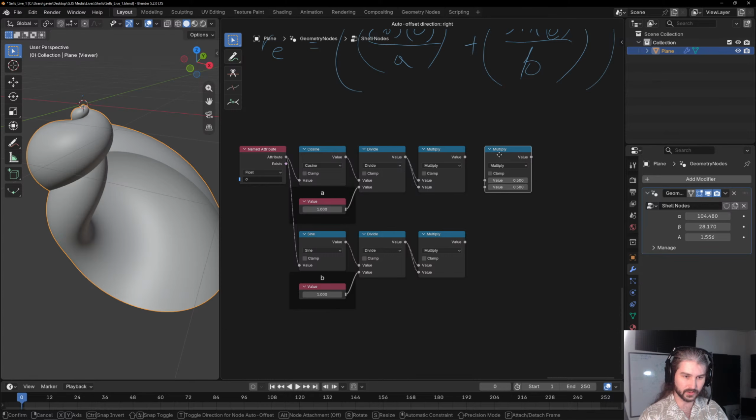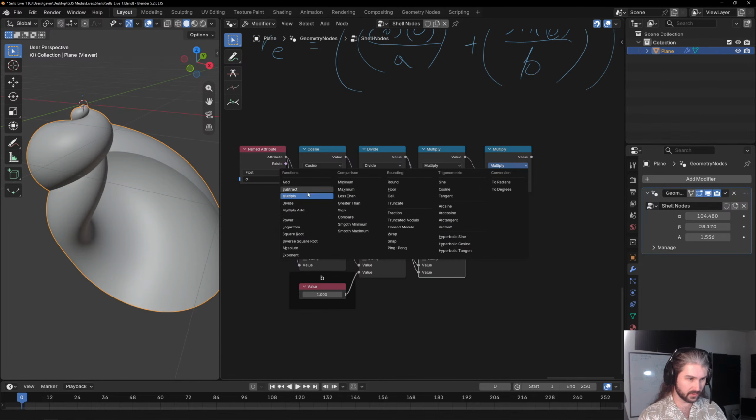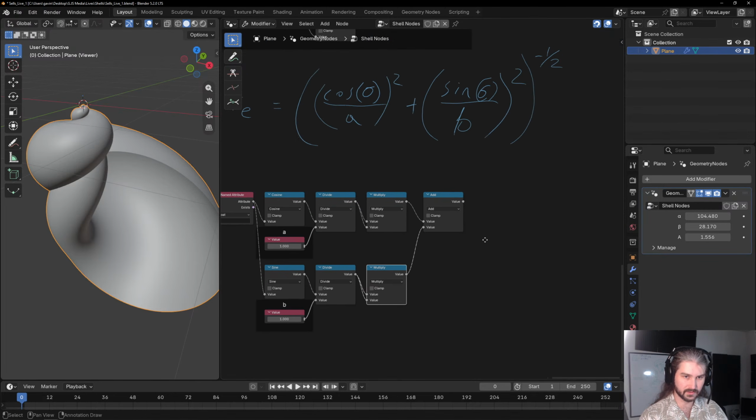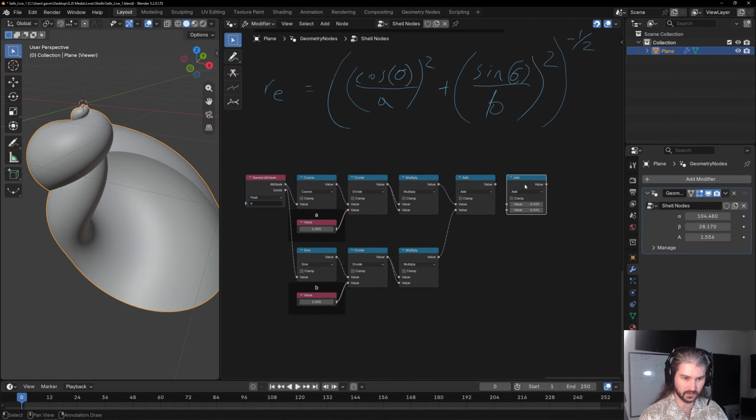But anyway, we're going to take our A, B, and we're going to add them together, right? Yes. And then all of that to the inverse square root. Nice.